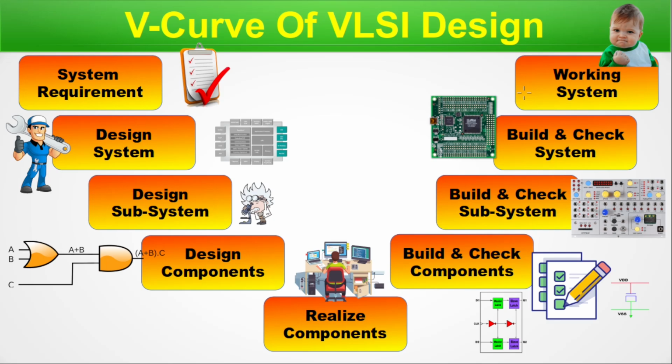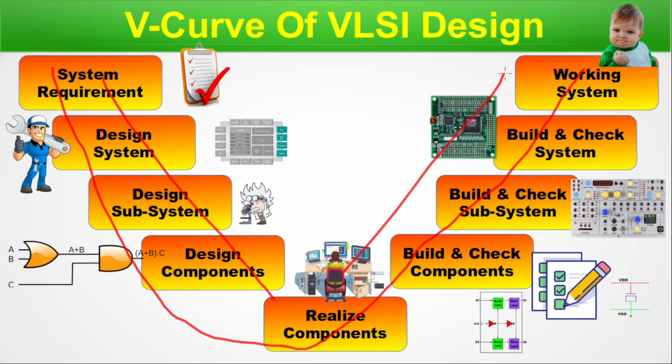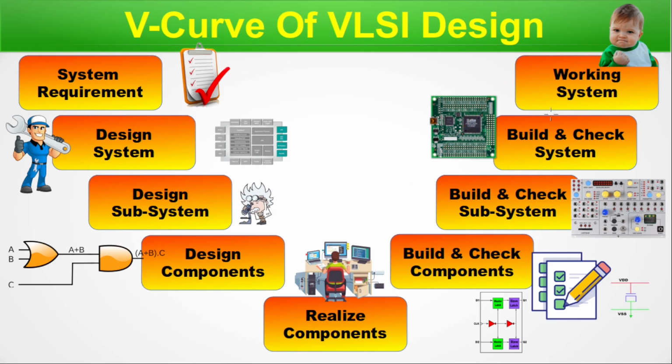So this is the entire VLSI design flow explained in a V-curve. You can see it has a descending and ascending part. So this is the descending part and this is the ascending part. So why do we have two parts?